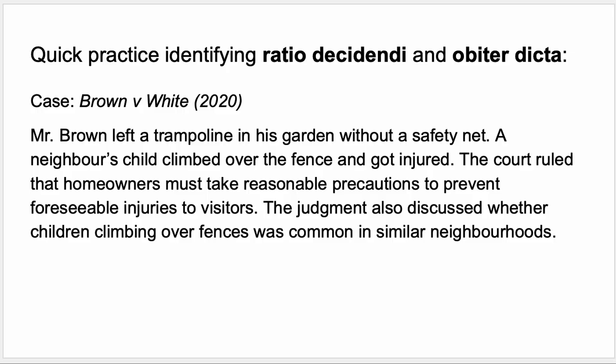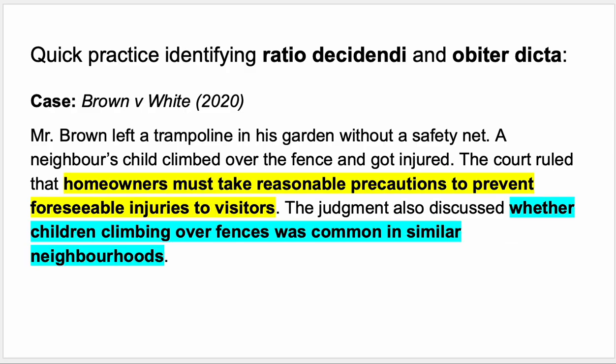Mr. Brown left a trampoline in his garden without a safety net. A neighbour's child climbed over the fence and got injured. The court ruled that homeowners must take reasonable precautions to prevent foreseeable injuries to visitors. The judgment also discussed whether children climbing over fences was common in similar neighbourhoods. And you can see here quite clearly, there's the ratio decidendi. That's the binding part of the case.